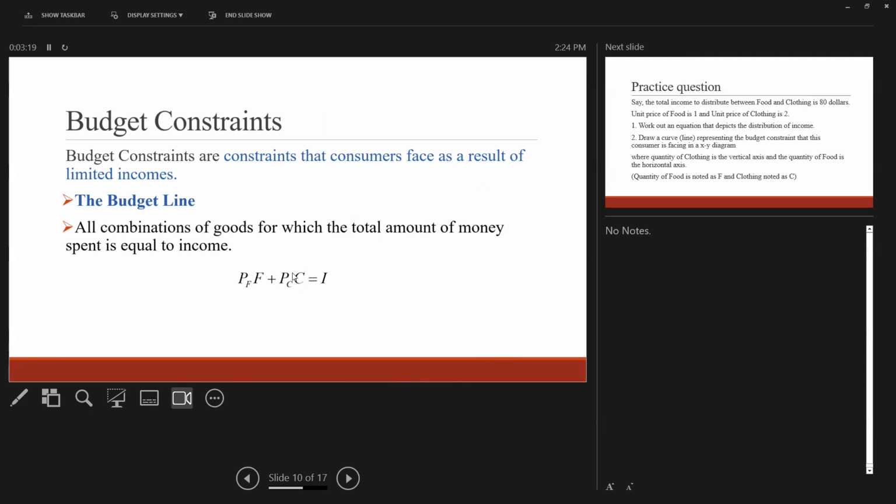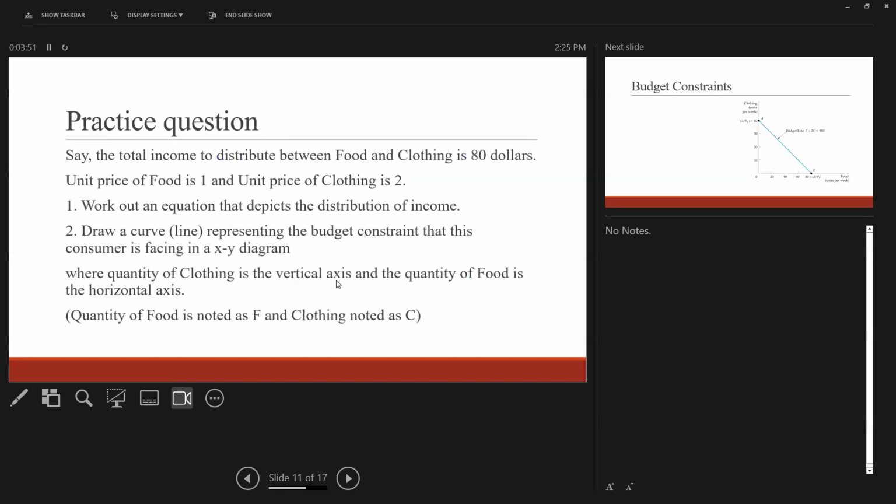As you see, each part is actually the total expense in each department. The first one is the total expense in the food department, the unit price of food multiplied by the quantity of food. And the second part is the total expense in clothing, again the unit price of clothing multiplied by the quantity of clothing. And because we leave no money on the table, we totally deplete our income, that's why the addition on the left equals the right-hand side.